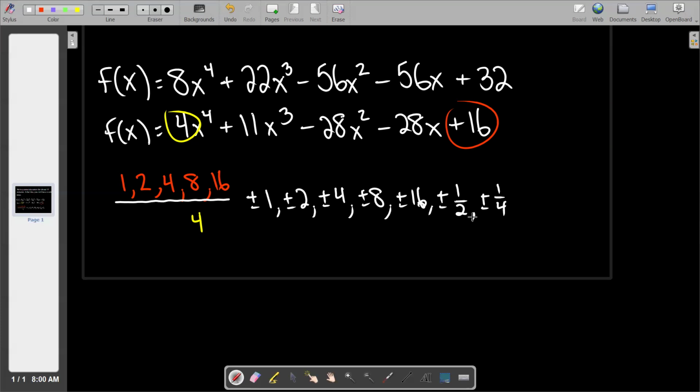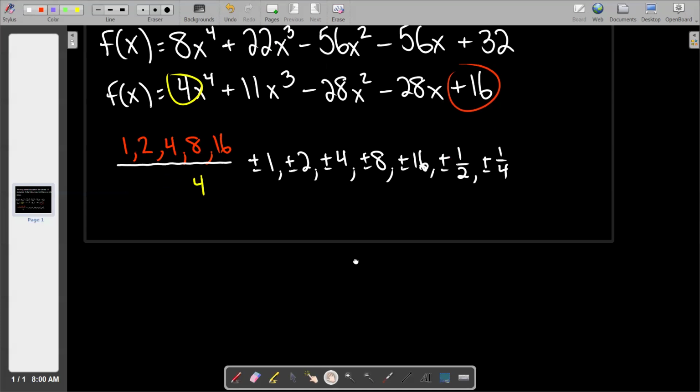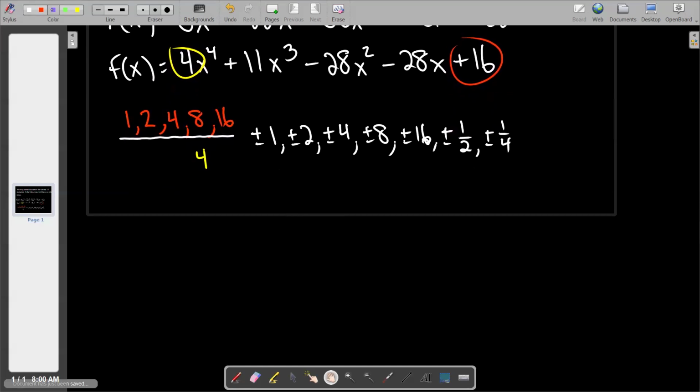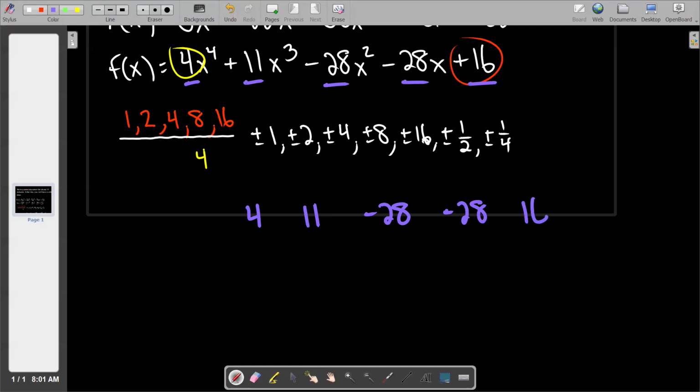So this is where we dig in. Step one is build your workspace. And the workspace, remember, is built by setting it up with these 1, 2, 3, 4, 5 numbers. So we're going to set it up with a 4 and an 11 and a negative 28 and a negative 28 and a positive 16. Build your synthetic division sign. And then we start testing.